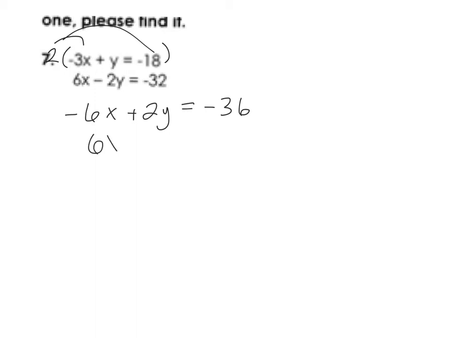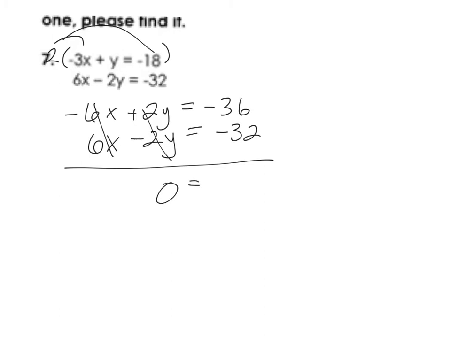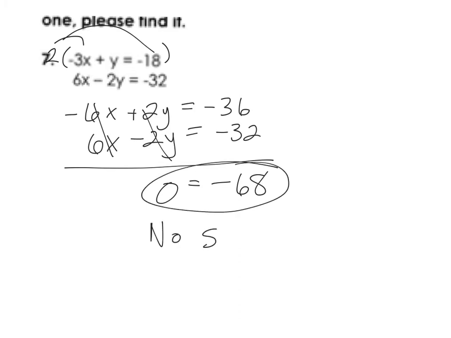On the bottom, I've got 6x minus 2y equals negative 32. When I go and combine them, my x's go away, my y's also go away. And what I'm left with is 0 equals negative 68. When you get something like this that doesn't make sense, this is a no solution. Let's take a look at number 9.